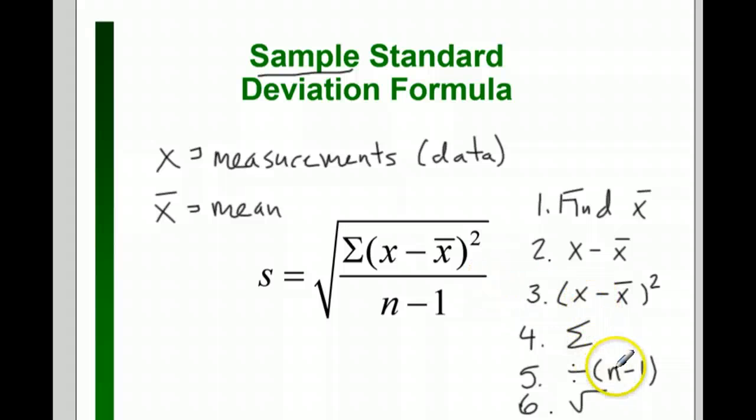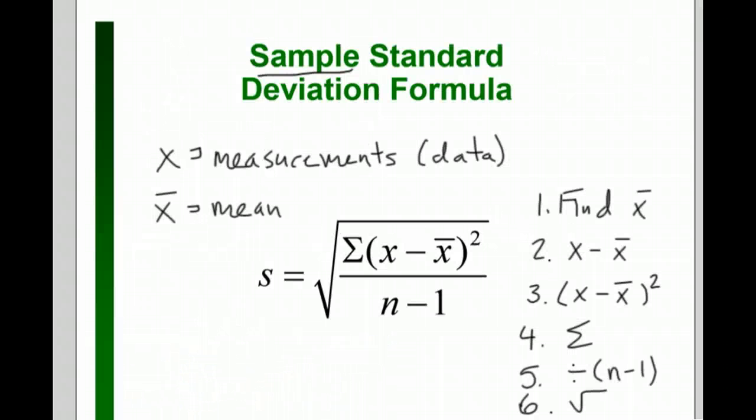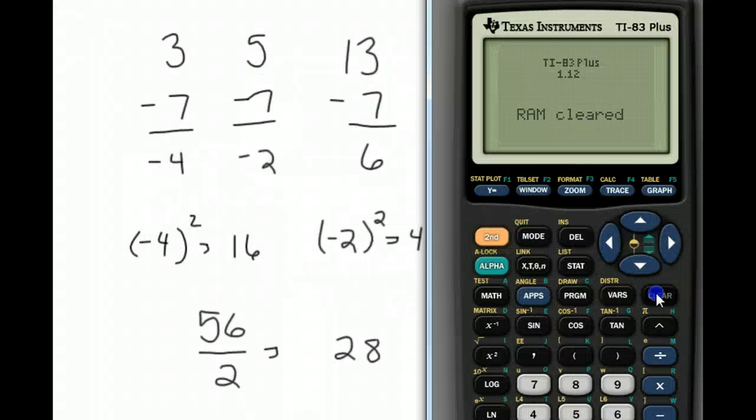And then it says divide by n minus 1. Well, n is your sample size, so that's 3. There's 3 values here. N minus 1 would be 2. So 56 divided by 2 is 28. And then the very last thing it says to do is take the square root. So taking the square root of 28 will give me my standard deviation. So the square root of 28 is 5.29 roughly.